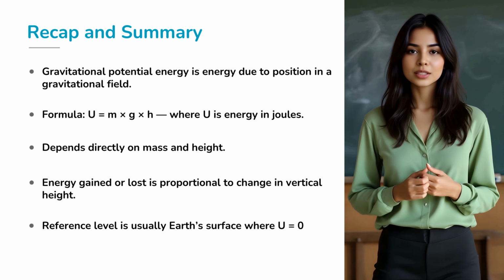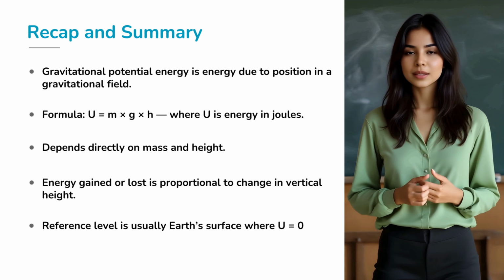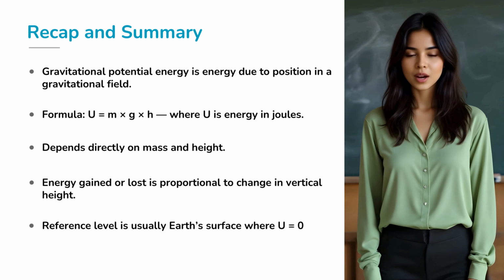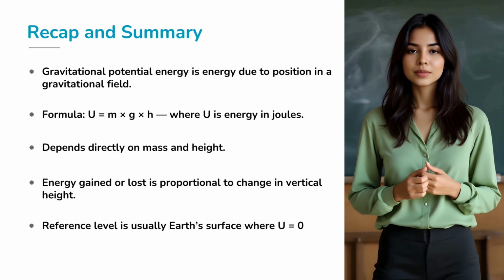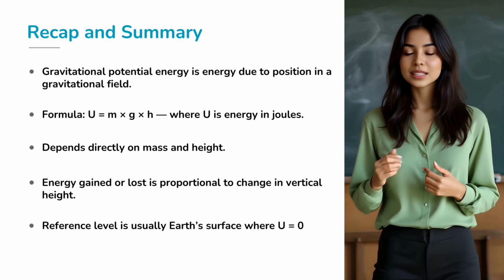This energy depends directly on both mass and height. The heavier the object, or the higher it is raised, the more potential energy it stores. When an object gains height, it gains energy. When it loses height, it loses energy. So the energy gained or lost is directly proportional to the change in vertical height. Usually, we consider Earth's surface as the reference level, and we define the gravitational potential energy to be 0 at that point, making calculations consistent and meaningful.